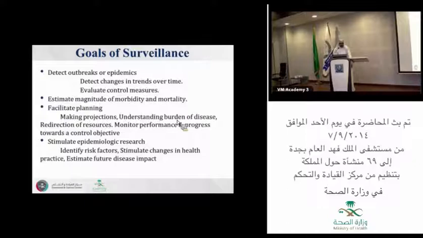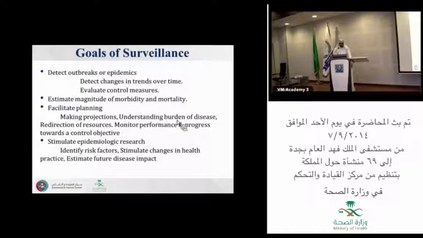Surveillance is one of the major functions of public health, especially in infectious disease and outbreaks, where it's an ongoing systematic collection, analysis, and interpretation of data, and disseminating this data to the other authorities that need to take early action. While a survey is one data collection, the major function is surveillance, in which we continuously collect data, analyze, and do the necessary measures.